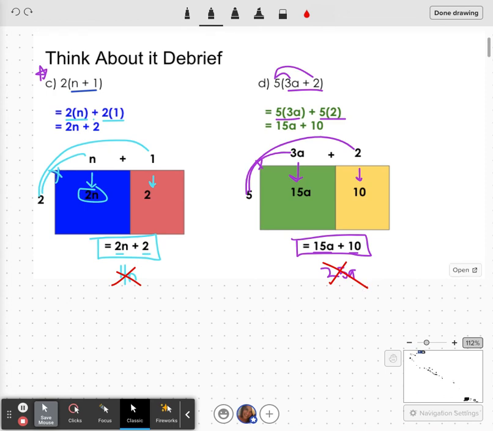So let's think about what we've talked about during this debrief, and you will get a chance to name our conjecture for today in an upcoming slide.